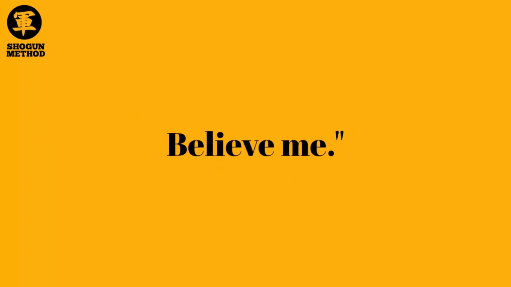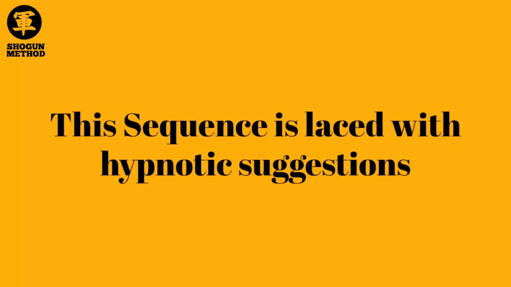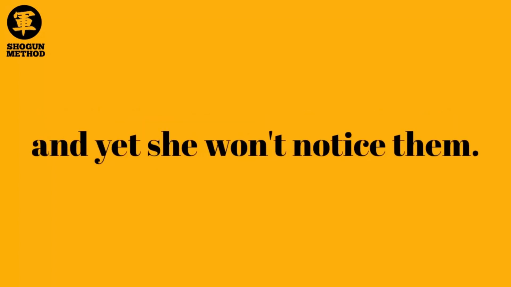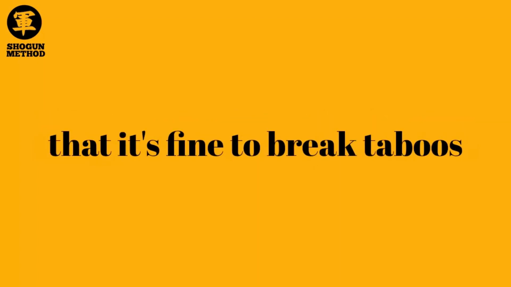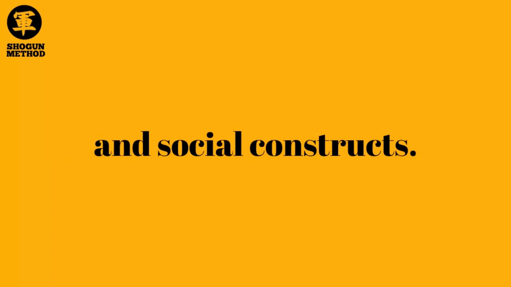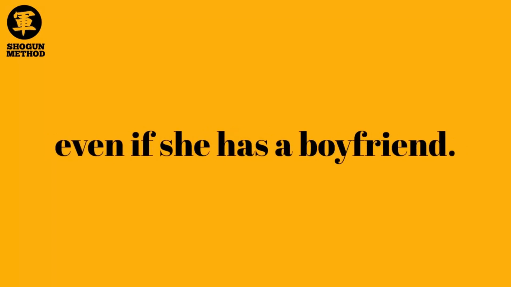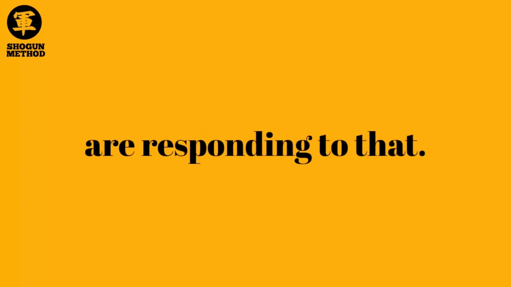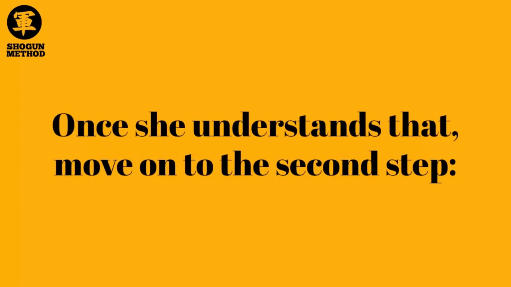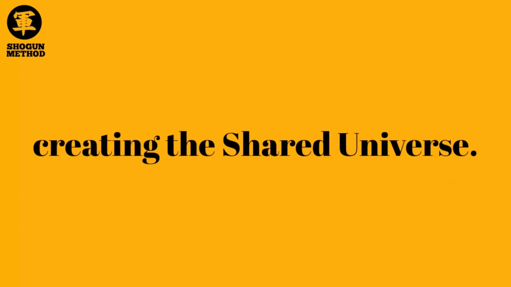Believe me. This sequence is laced with hypnotic suggestions, and yet she won't notice them. What you're doing is planting the idea in her mind that it's fine to break taboos and social constructs. She can be with you even if she has a boyfriend. You're a better deal, and her female instincts are responding to that. Once she understands that, move on to the second step, creating the shared universe.